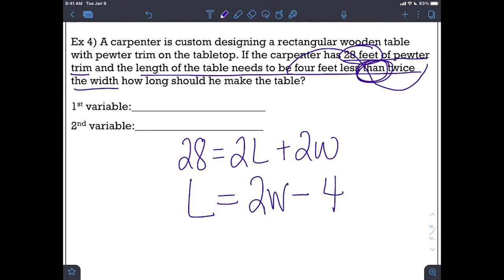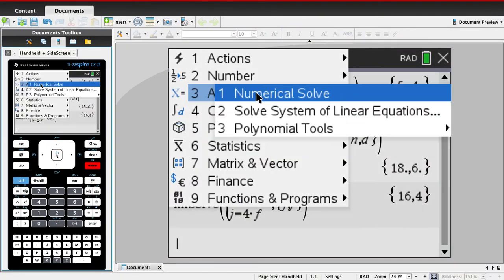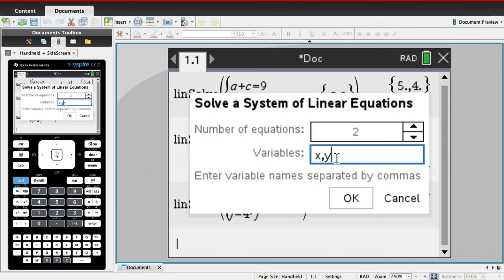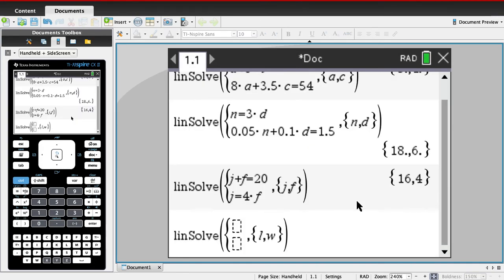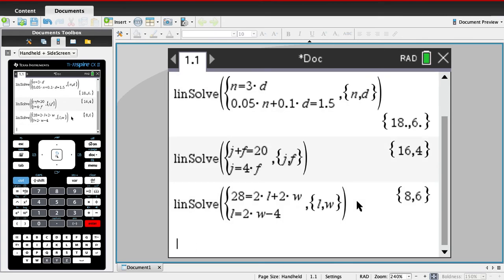Now I have 2 equations. Let's drop them in the calculator again. So I'm going to go ahead and start another one of my LinSolves. I'm going to change this to length and width just to help me stay straight on this. So 28 is going to be equal to 2 times my length plus 2 times my width. And my length is going to be equal to 2 times my width minus 4. And it looks like my length is going to be equal to 8. My width is going to be equal to 6.